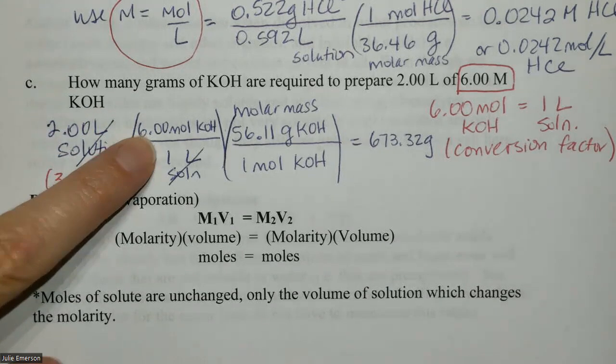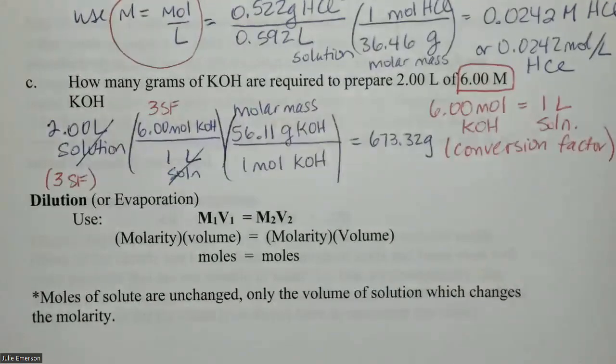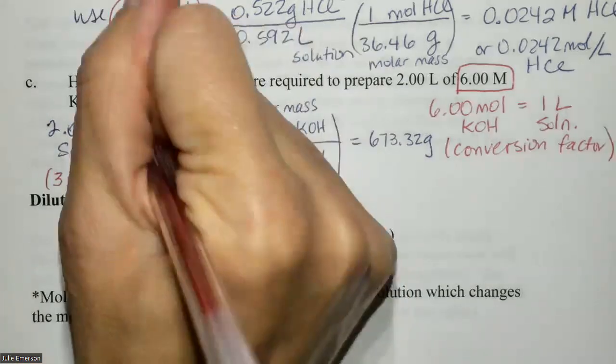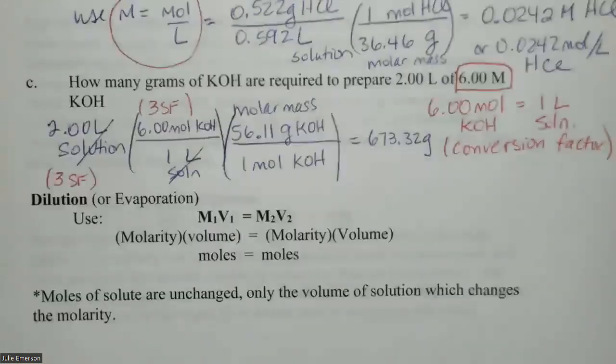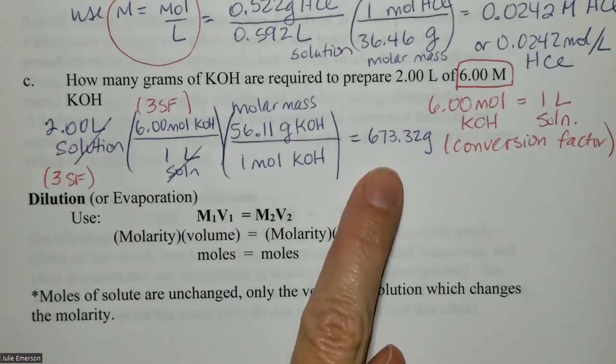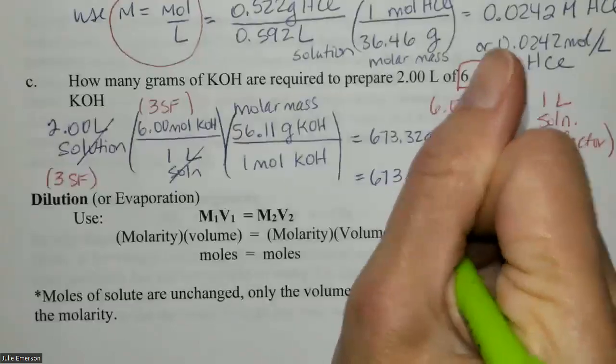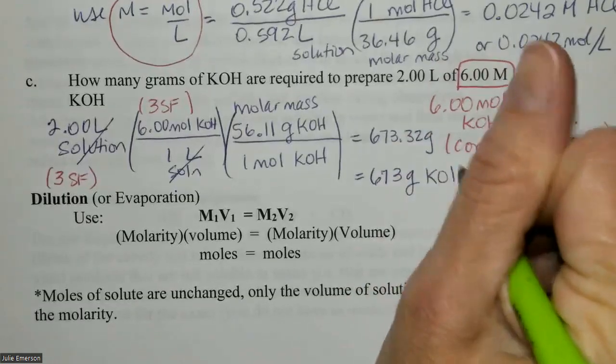So with molarity, we want to look at the significant figures as well as the volume. So we want to look at both. And of course, the least would predict how many sig figs. Since both of these are 3, the final answer is going to be 3. So what we're going to do is round this to 673 grams of KOH.